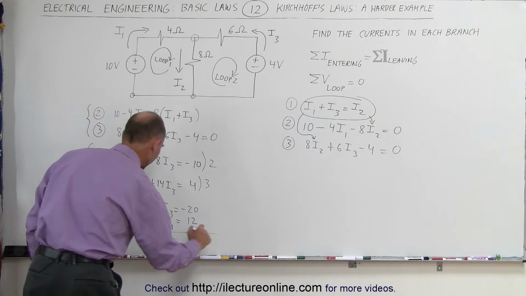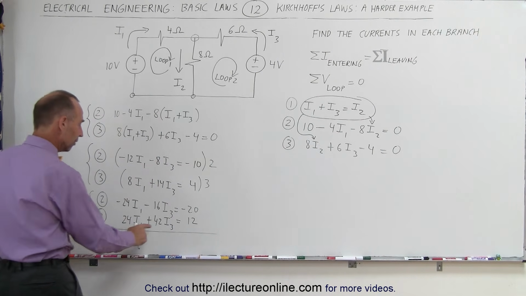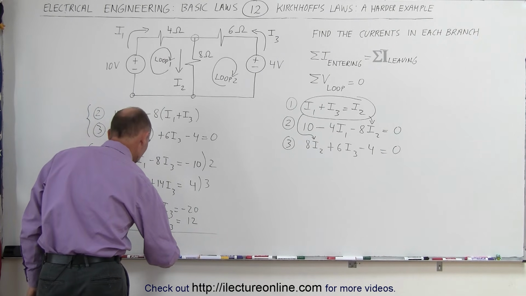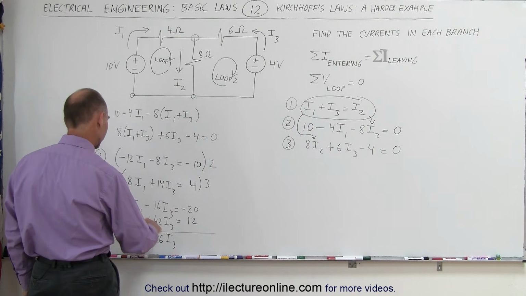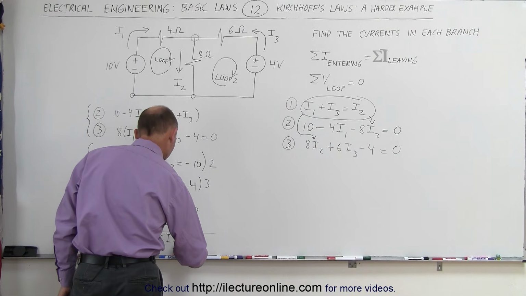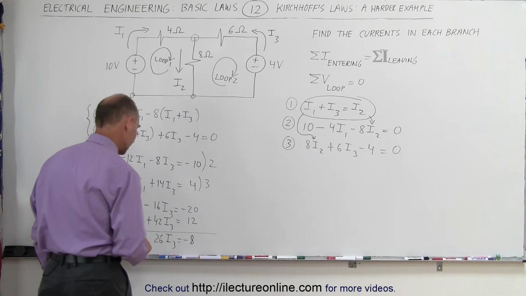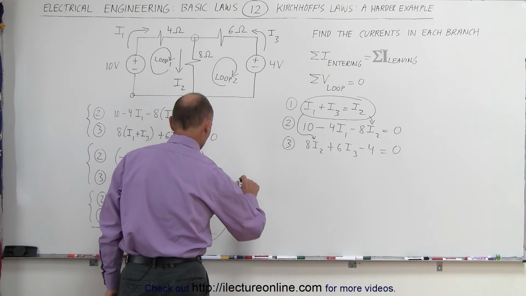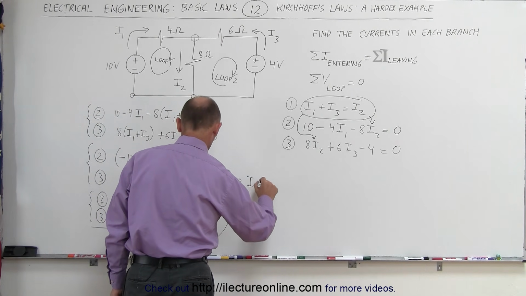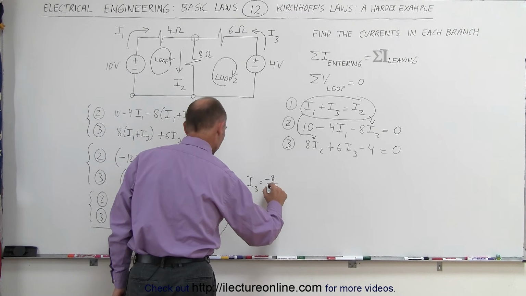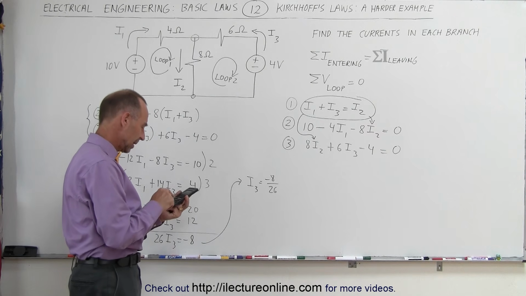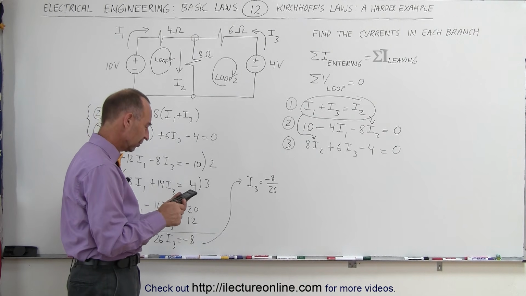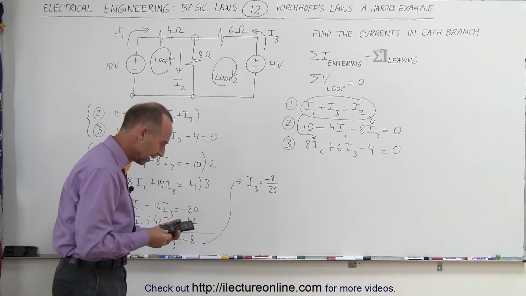When I add the two equations together, notice the I1s drop out. 42 minus 16, that would be 26 I3. And this becomes minus 20 plus 12, which is minus 8. Which means that I3 is equal to minus 8 divided by 26. And let me get a calculator for that. 8 divided by 26 equals 0.308.